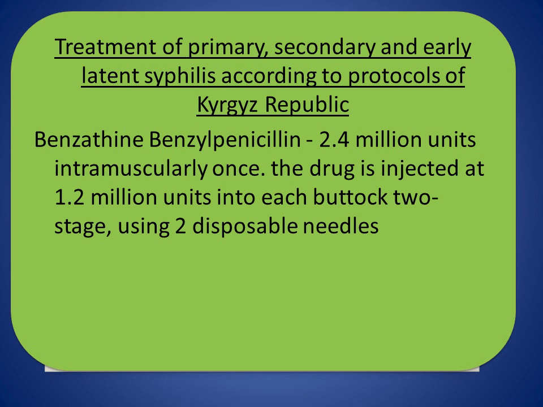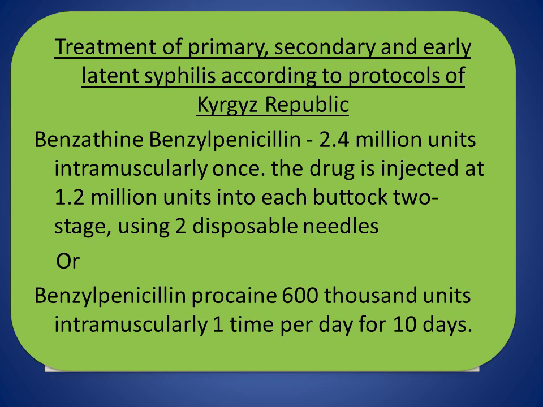Benzathine benzylpenicillin 2.4 million units intramuscularly once. The drug is injected at 1.2 million units into each buttock, in 2 stages, using 2 disposable needles. Or benzylpenicillin procaine 600,000 units intramuscularly 1 time per day for 10 days.